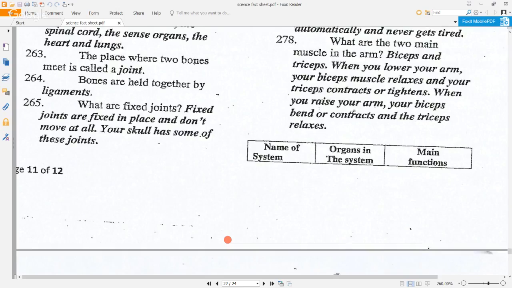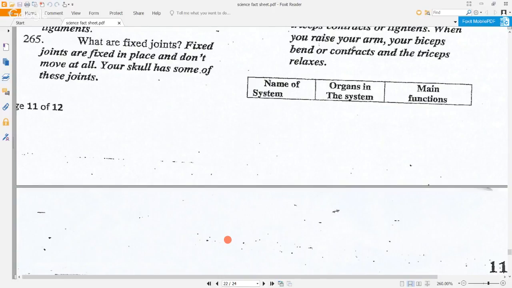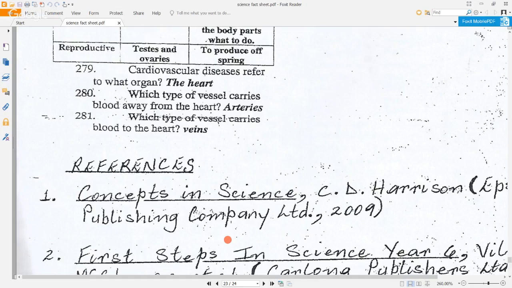I think this is about it. So some of the, well, let me see if there's more. No, that's it.